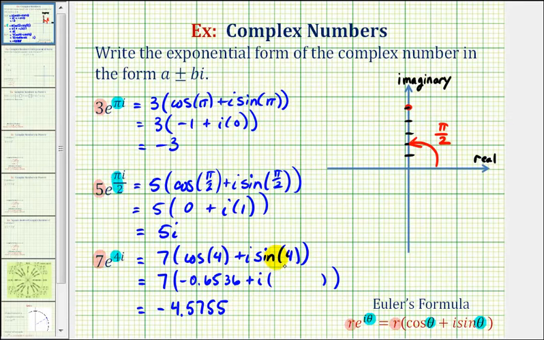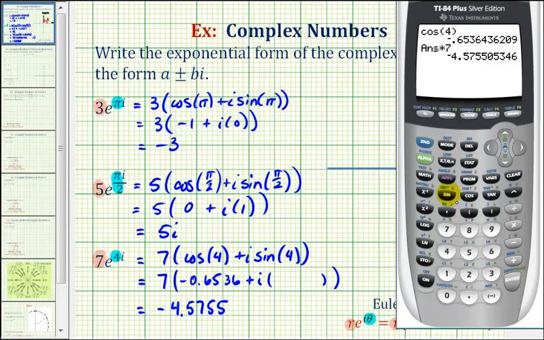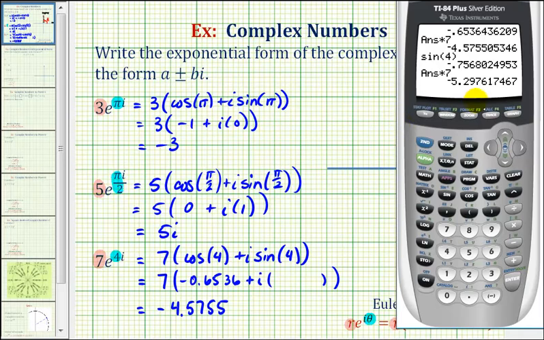Now we need the value of sine 4 radians, which is approximately -0.7568. Again, we're going to multiply this by 7 because we have to distribute. So the imaginary part of our complex number will be approximately -5.2976.